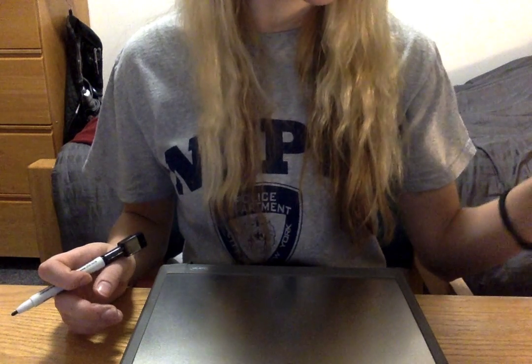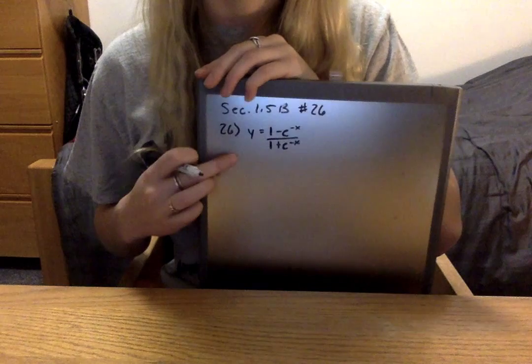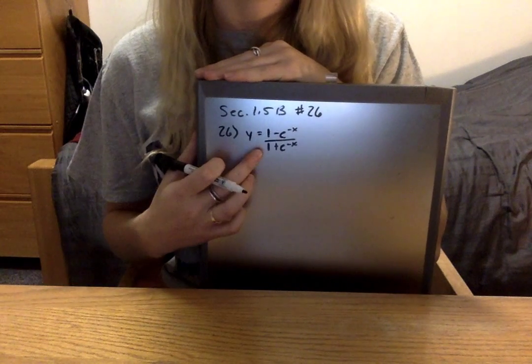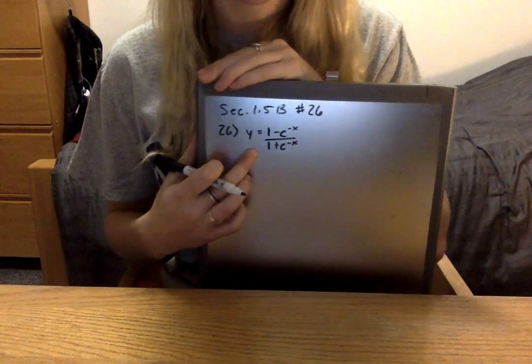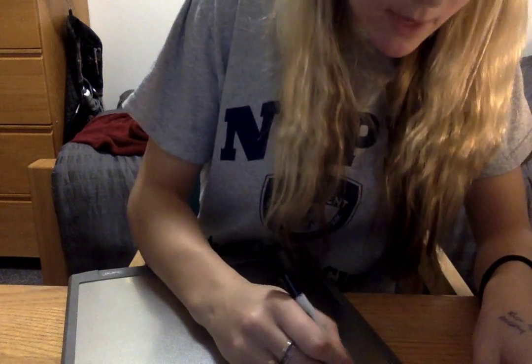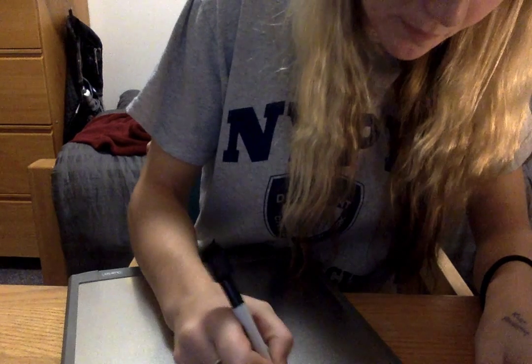So I'll be doing these section 1.5b questions, and the first question in that set is number 26, and it asks to find the formula for the inverse of the function. So the function that's given is y equals (1 minus e to the negative x) over (1 plus e to the negative x). Our first step, we can multiply each side by that denominator to get rid of the fraction.